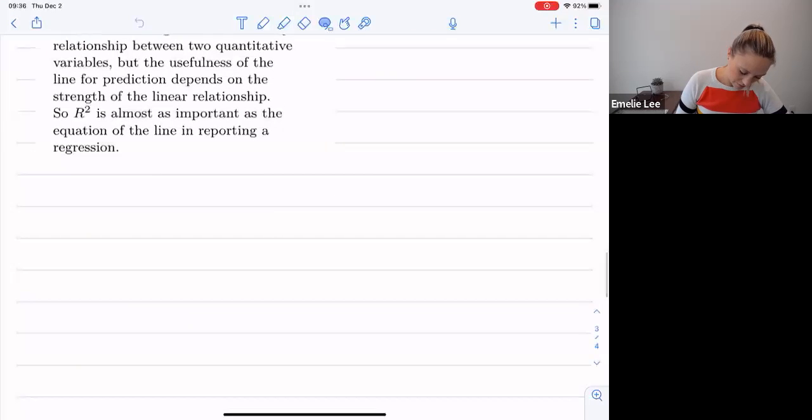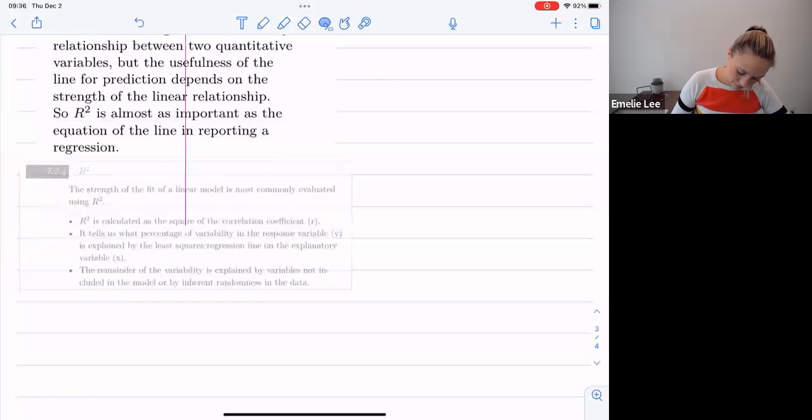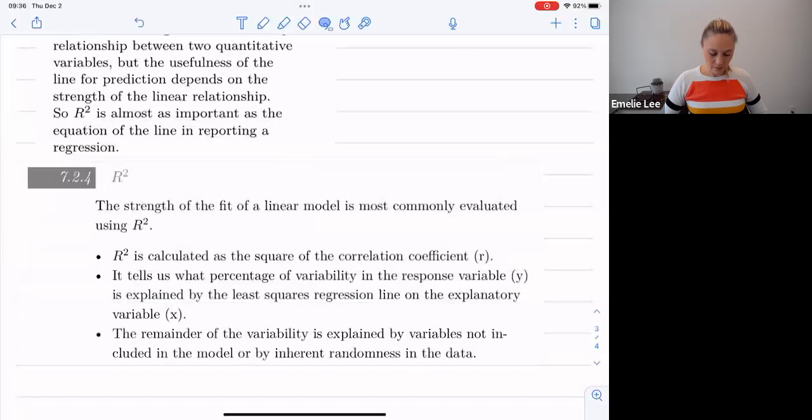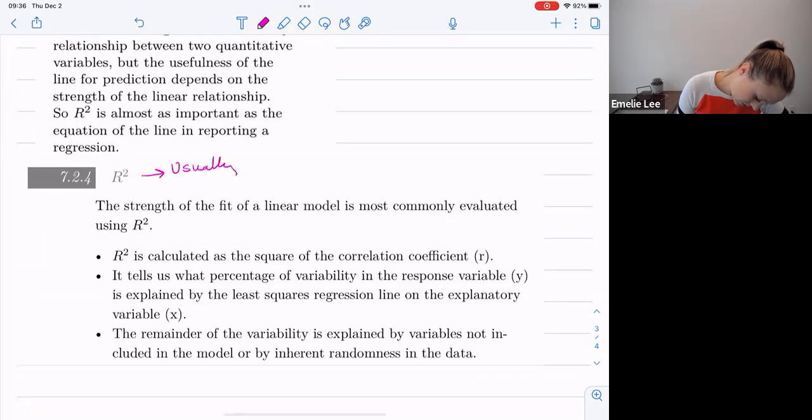That's the output I want to bring in later. So first thing, we want to talk about R squared. Now, R squared is usually how we evaluate the fit of a line.